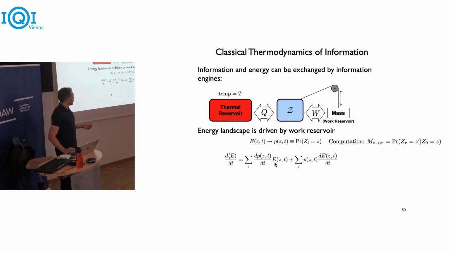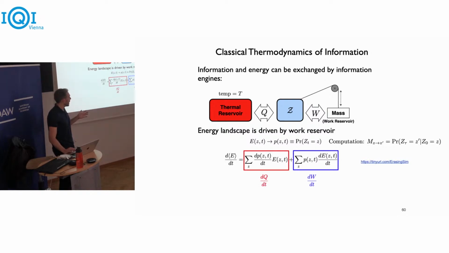And these two objects, the probability and the energy, determine the change in average energy of the system, which can be broken into two parts. One is the change in average energy due to changes in distribution. The other is the change in average energy due to state-fixed changes in energy. And these can be identified in terms of heat and work.